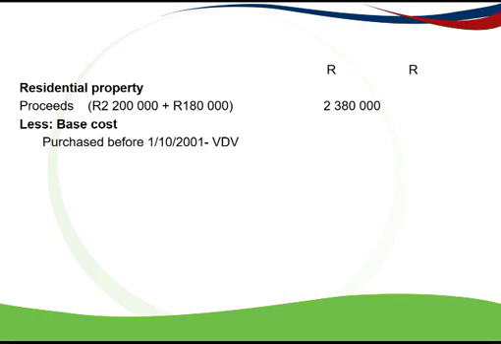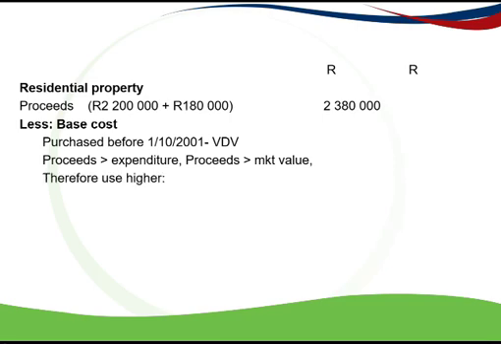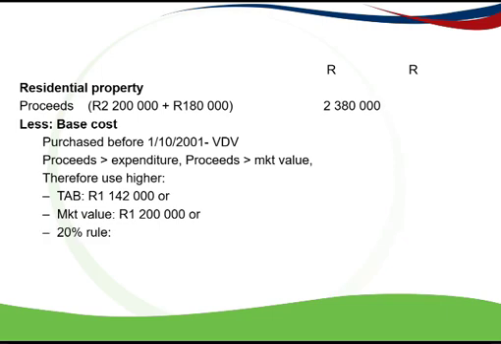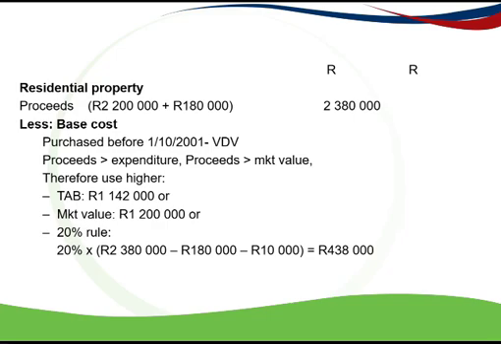Now, this house was purchased before capital gains tax came into being, so we have to work with a valuation date value. And paragraph 26 says that as soon as the proceeds exceed both the expenditure and the market value, then we can use the higher of the time apportioned base cost, which was given to us in the question as 1,142,000 Rand, or the market value of 1.2 million, which was also given to us in the question, or the 20% rule.